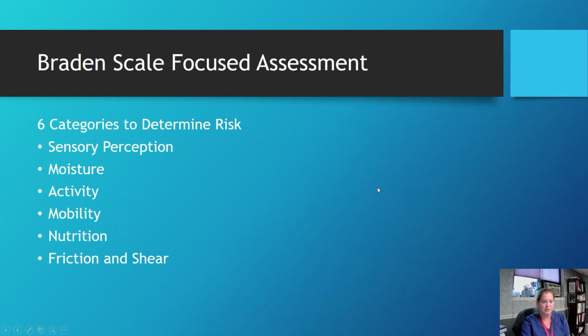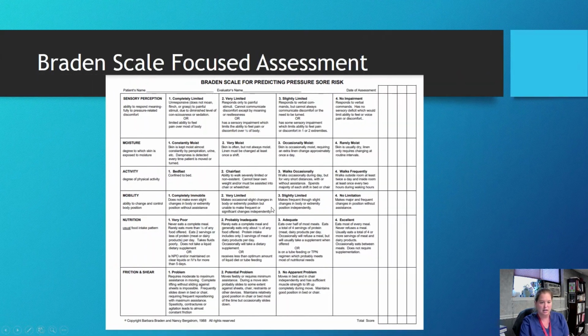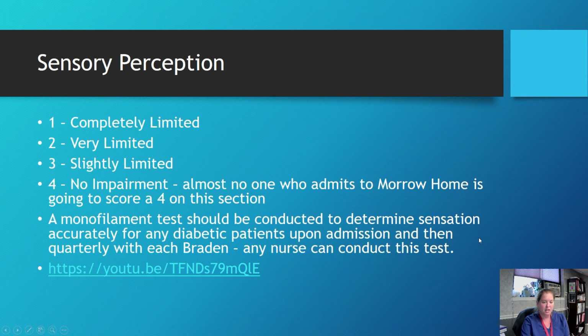The Braden scale focused assessment uses 6 categories to determine risk, and we're going to go through each one of these. We're going to look at sensory perception, moisture, activity level, mobility, nutrition, and then friction and shear. We'll go through how to code each of these, and then we're going to go into ECS and perform a Braden assessment on one of our residents.